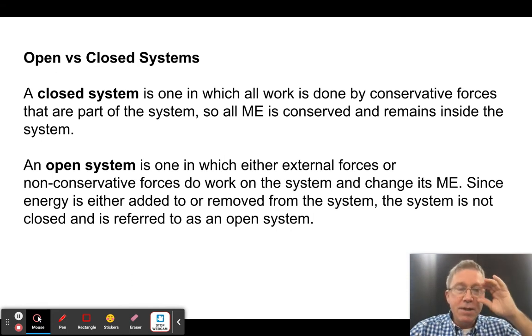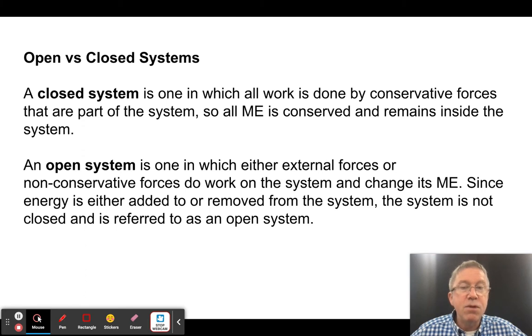So a closed system is one in which all the work is done by conservative forces, and therefore mechanical energy is completely conserved. It remains the same at all times within the system. An open system is one in which energy can come in or go out. There are external forces doing work on the system, and therefore the mechanical energy of the system is going to change over time. So we call that an open system.